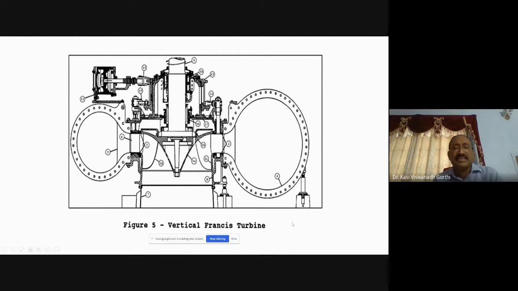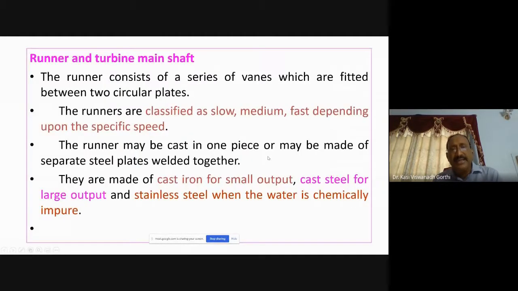Okay, so the sectional view of a Francis turbine is shown here, and the runner consists of a series of vanes which are fitted between the two circular plates. The runners are classified as slow runner, medium runner, and fast runner, depending on the speed of the runner. The runner may be cast in one piece or may be made of separate steel plates which are welded together. Either way, the runner can be prepared.